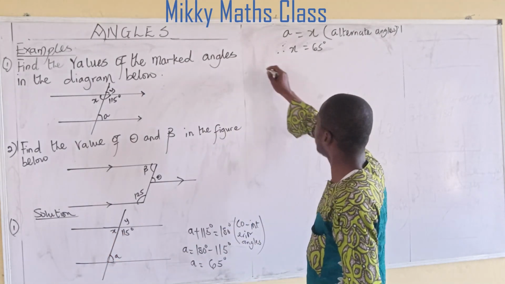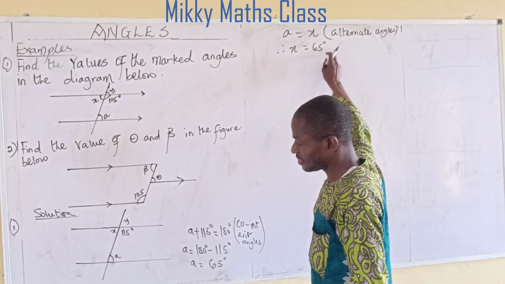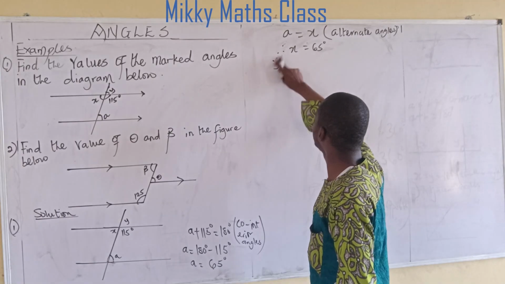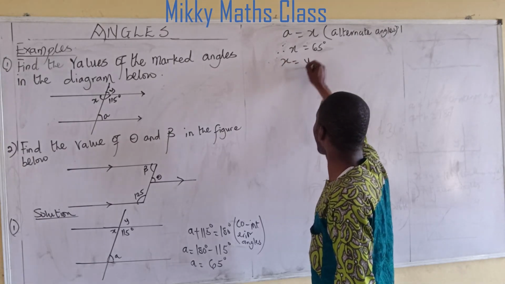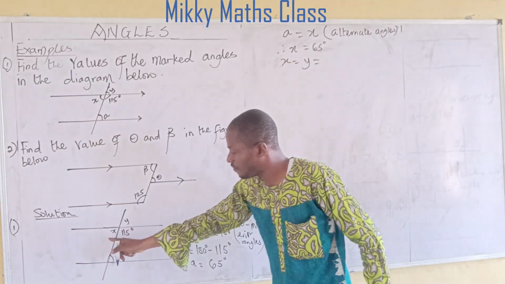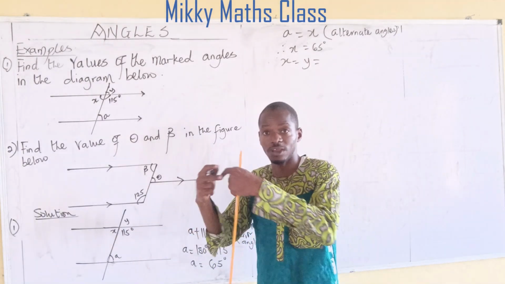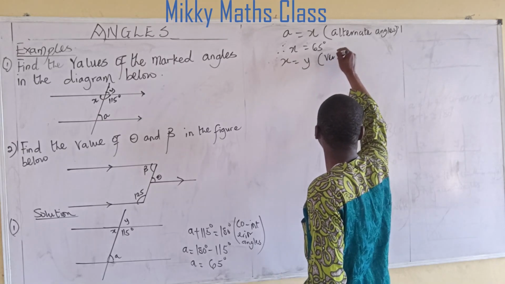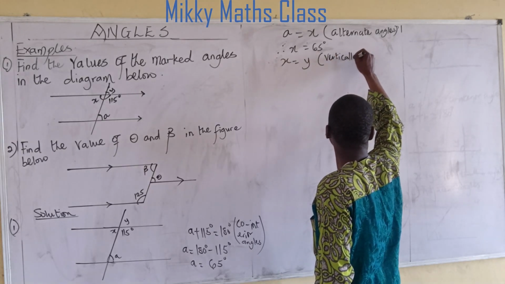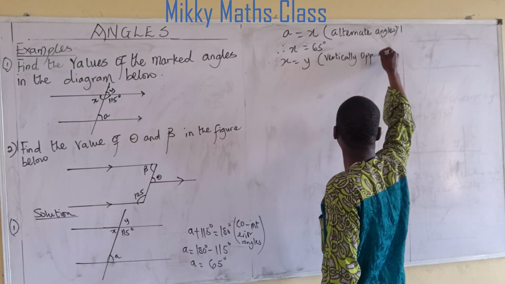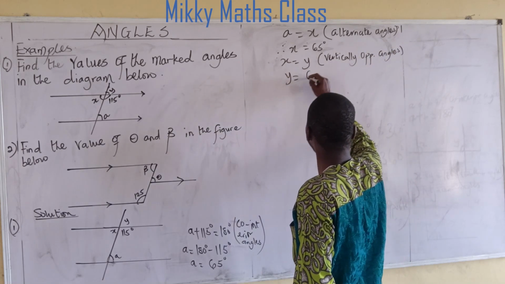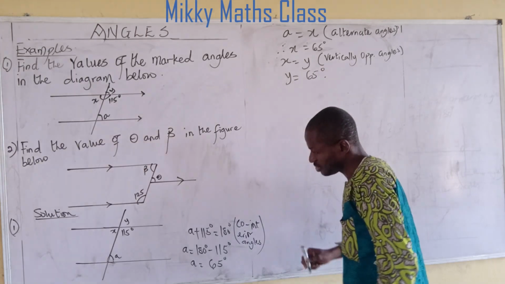Now, look at another one again. If our x is 65 degrees, automatically our x equals y. Why? They are vertically opposite. They are facing each other. What's the reason? Vertically opposite angles. Therefore, my y will also be 65 degrees.